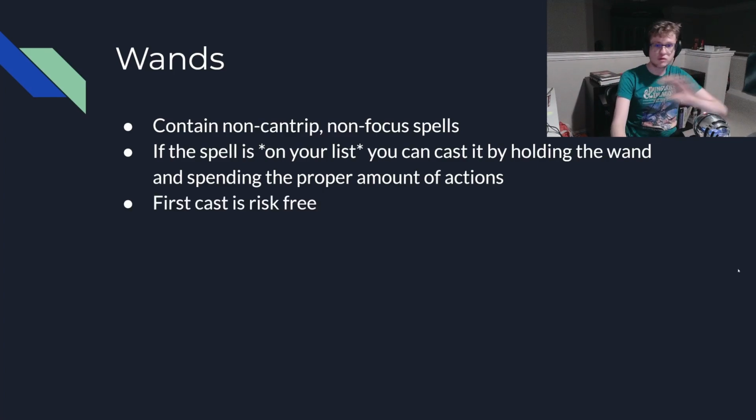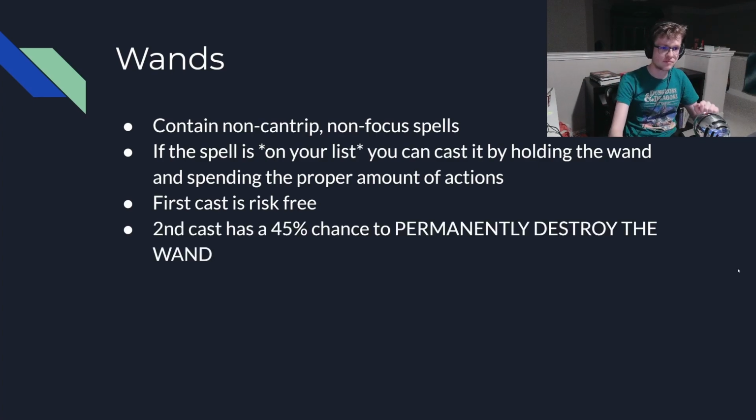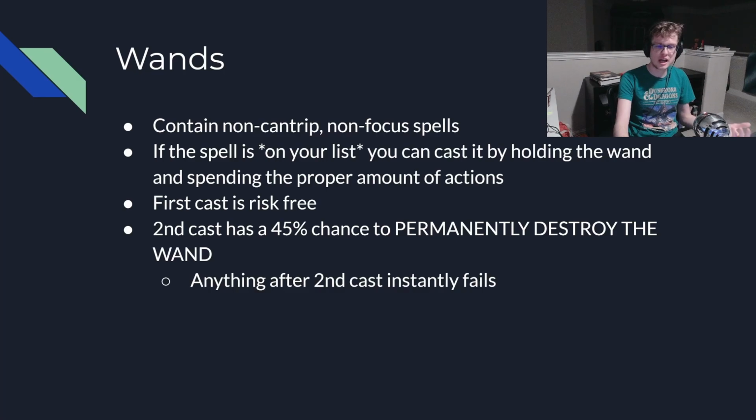First cast, risk-free, goes off without a hitch. Second cast has a 45% chance to permanently destroy the wand, so you can't repair it. That's what the DC 10 flat check is. It means that if you use your wand several times in a day, it has a chance to just break. That's not good. So general advice is to just use your wands once. Anything after that second cast instantly fails, and destroys your wand, so don't even try it.